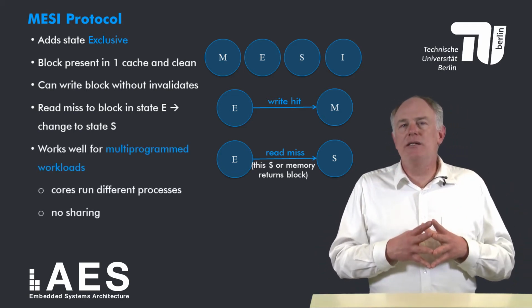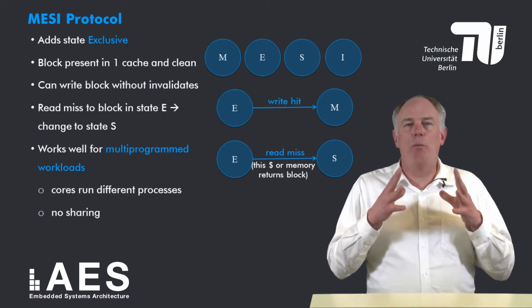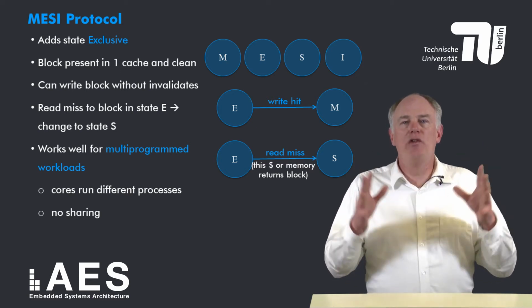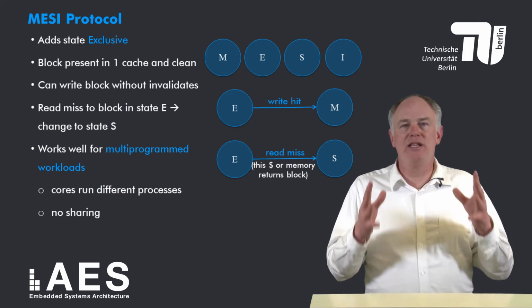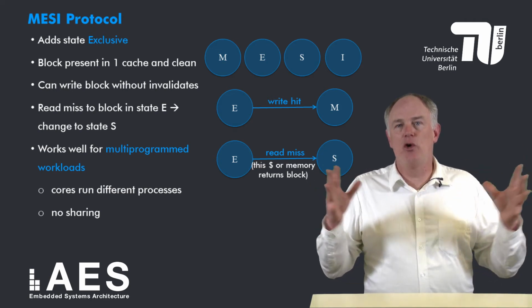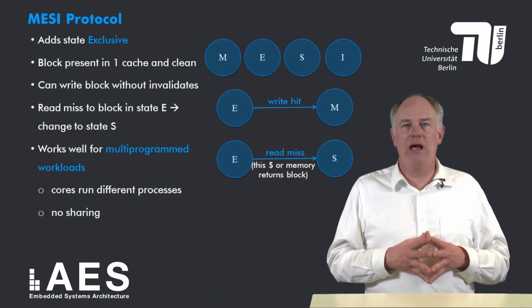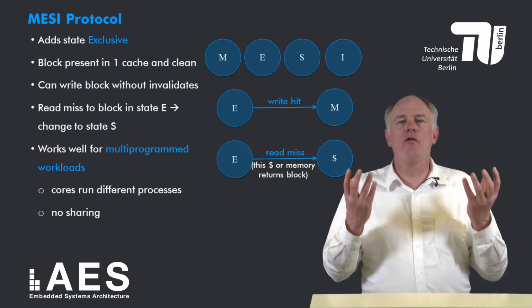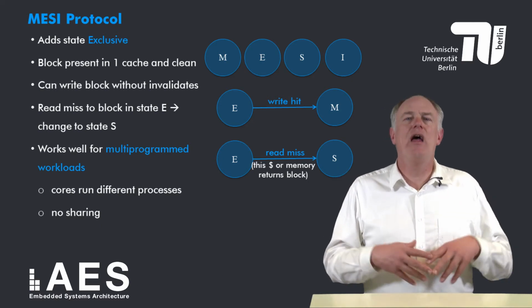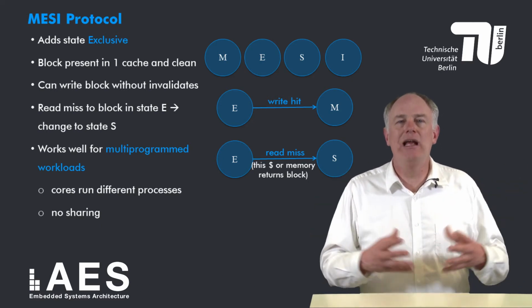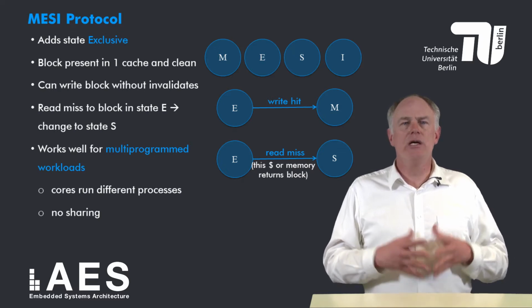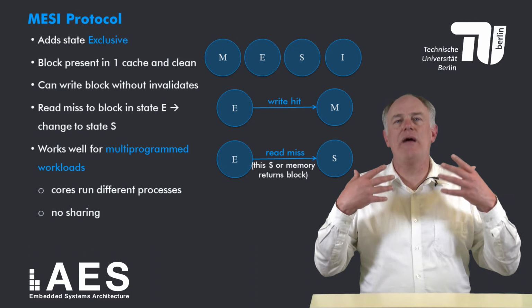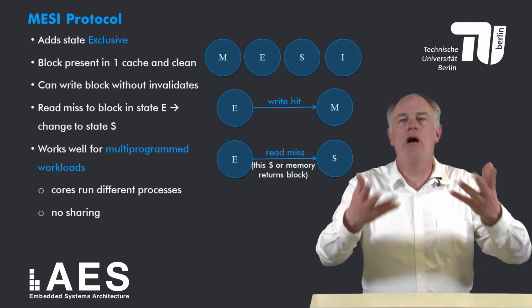One of the reasons the MESI protocol is so popular is that it works very well for multi-programmed workloads, which still is the majority of the parallel workloads today. In a multi-programmed workload, the cores run different processes that never or rarely communicate with each other. So there is no sharing of data, which is why other copies do not have to be invalidated since there are none.